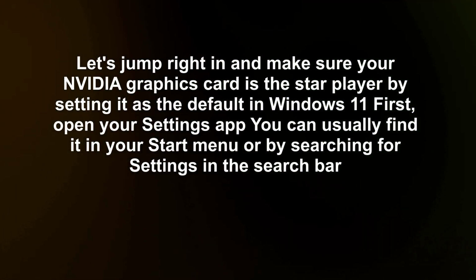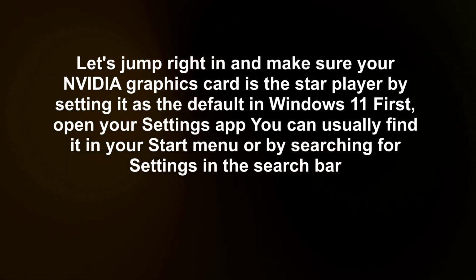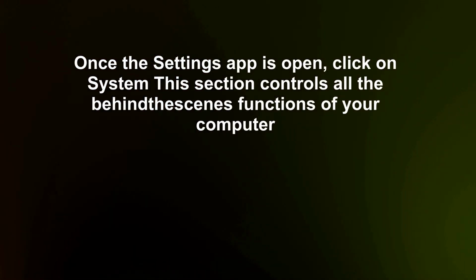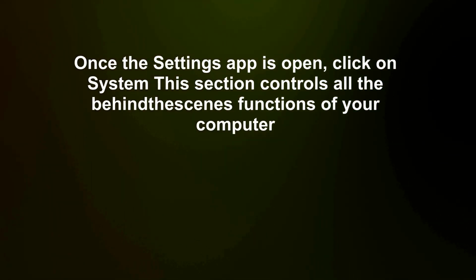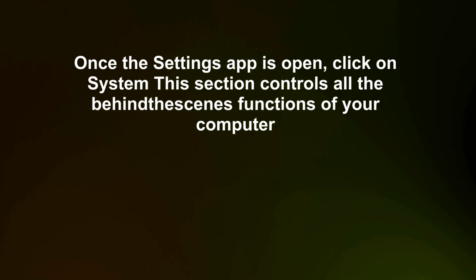Open your Settings app. You can usually find it in your Start menu or by searching for Settings in the search bar. Once the Settings app is open, click on System. This section controls all the behind-the-scenes functions of your computer.